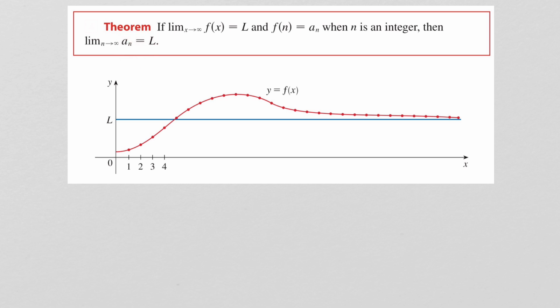And here I have a graph to kind of illustrate this phenomenon. So if you have a function f of x, as you see here, and let's say the limit as x goes to infinity of f of x is approaching this horizontal line L, and if the sequence values are numbers that are on that function, then those sequence values also have to approach L, don't they?